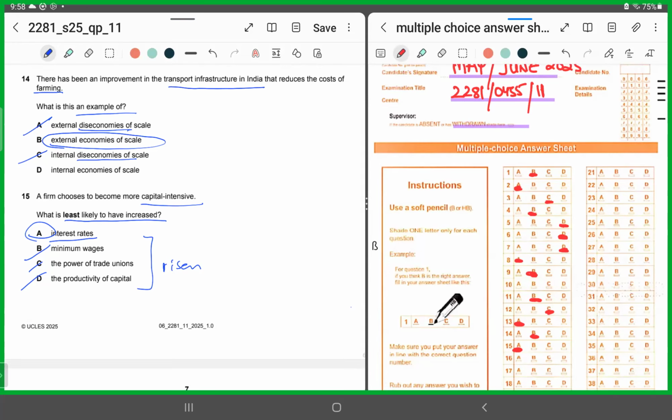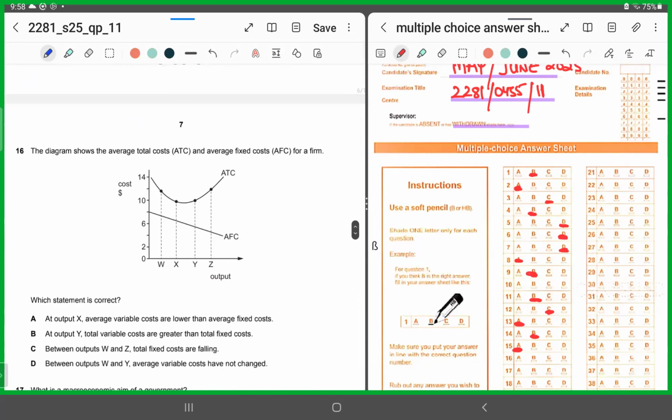All right. MCQ number 16 displays the average total cost curve and the average fixed cost curve. It shows the costs on the vertical axis, and the horizontal axis displays the output. Now they're asking which statement is correct. Let's look at the options. B says at output Y, total variable costs are greater than total fixed costs. The diagrams are showing average costs, so it cannot be B because it's talking about total fixed costs. Similarly, it cannot be C because again it's talking about total fixed costs.